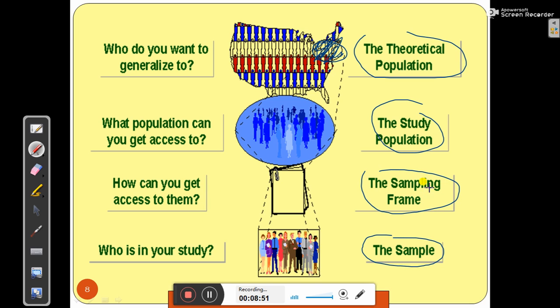To that question, one answer came out. You need to find out the sampling frame, meaning what type of frame, or how you are going to frame them in a sample. Then after that, it will give a result to this question, who is in your study. The answer is the sample. So that sampling frame will give you the sample.